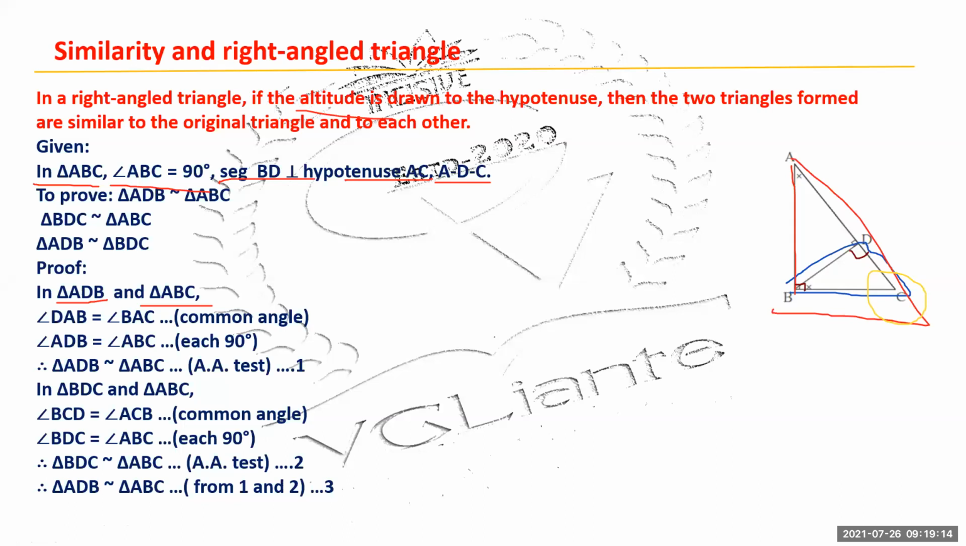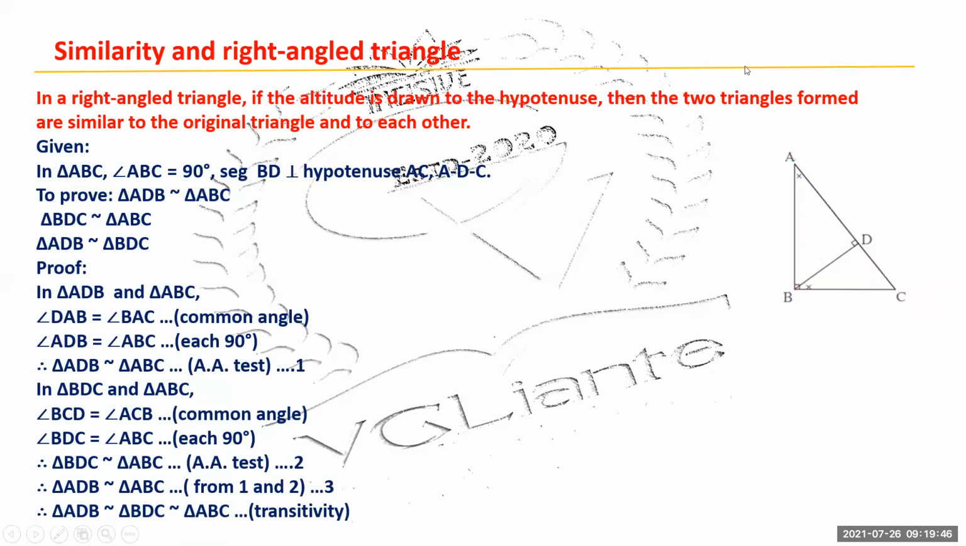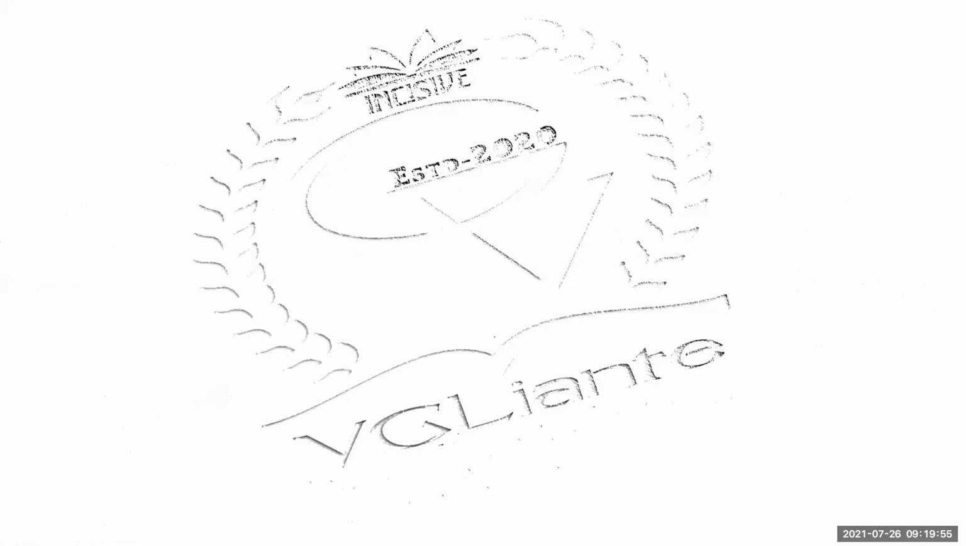Now, from where did we get this? Can anybody tell us? This property is the transitivity property. Triangle ADB is similar to triangle BDC, which is similar to triangle ABC. Transitivity. Is this clear to all the students? Very simple theorem.